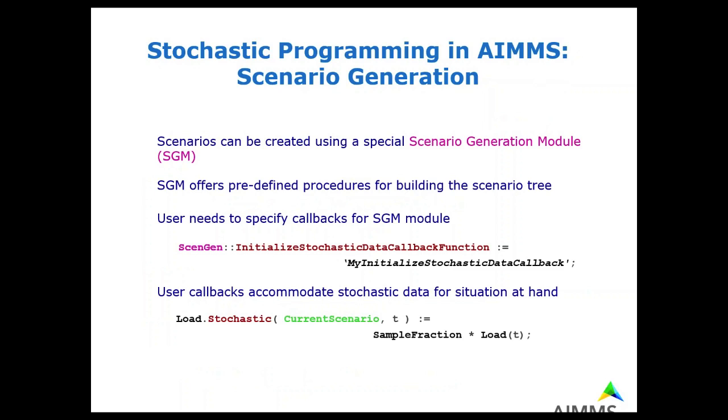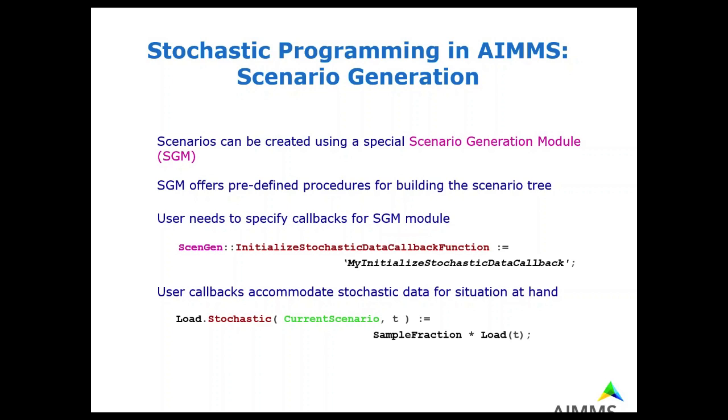For the scenario generation part, AIMMS also provides a scenario generation module, which helps the modeler to build these scenarios. So there are predefined procedures for building the scenario tree. And the user needs to specify so-called callbacks for the scenario generation module. These are procedures that the modeler is allowed to customize. And if they are specified as callbacks, then the module provided by AIMMS can just make use of these callbacks.